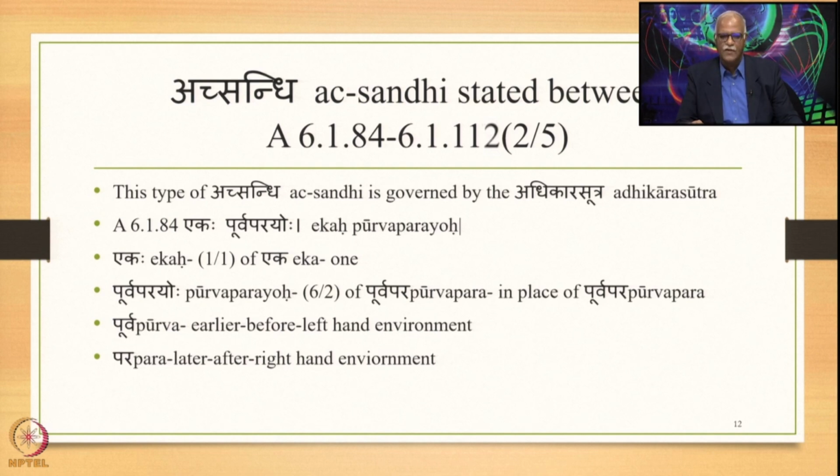What it means is that in place of the vowel that comes before and the vowel that comes after, in place of both of them comes one substitute in the form of a vowel. And also in place of the left hand side environment and also the right hand side environment appears one substitute in the form of a particular vowel. This is in brief what this sutra means, and this is an Adhikara Sutra. So, this governs this entire subsection, and so this continues and appears in each and every subsequent sutra in this particular section.